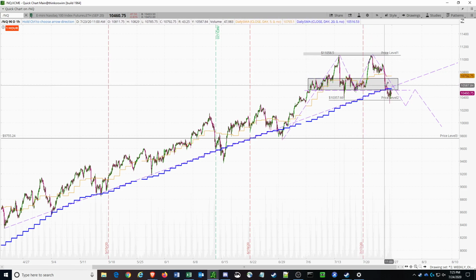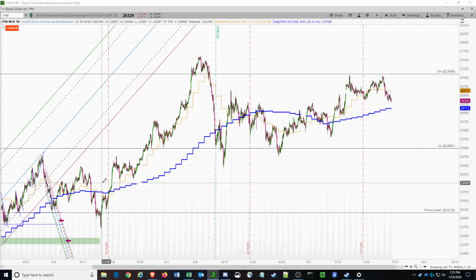Intuition said, "Well, this could be a double top," and we got in here and we made some money. Dow Jones not looking nearly as impressive. We'll take a quick peek at that. Dow Jones here. Not as impressive. Not as impressive here.